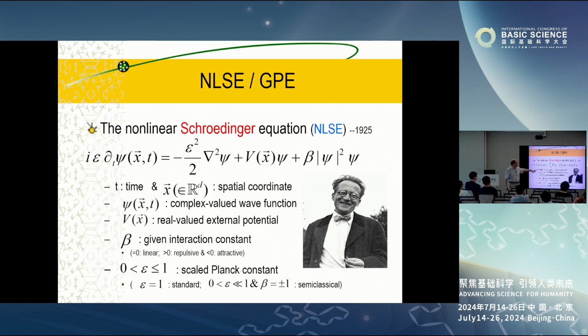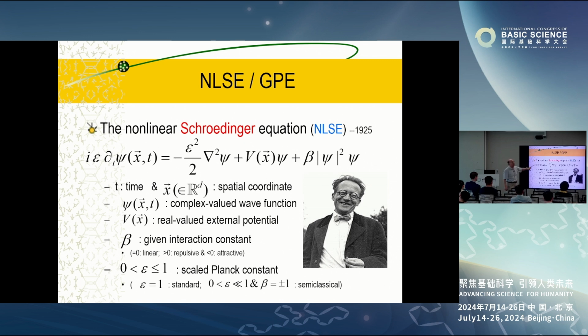Again, here x is the spatial variable, and d could be 3, 2 or 1. The psi is a complex function, V is a real-valued potential, and beta is a given interaction constant. If beta equals 0, it becomes the Schrödinger equation. If beta is nonzero, it is the nonlinear Schrödinger equation. If beta is bigger than 0, the interaction is repulsive, and if beta is less than 0, attractive. So here, what we do is I do two parameters.